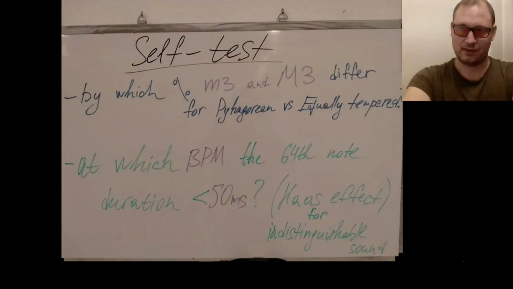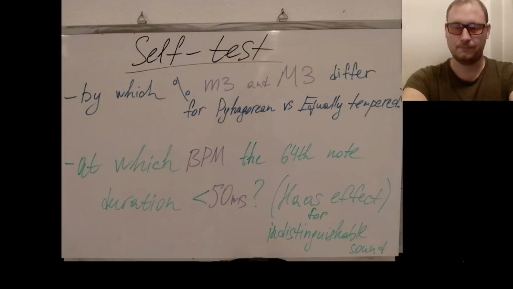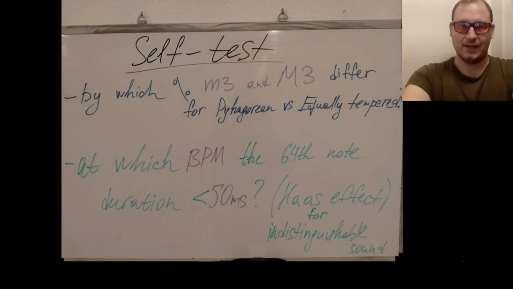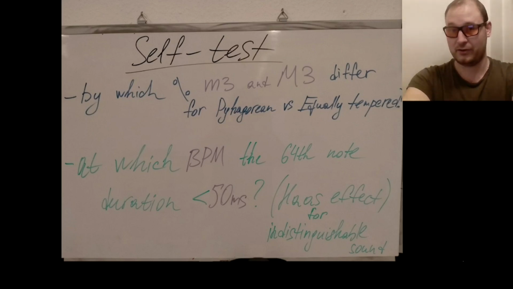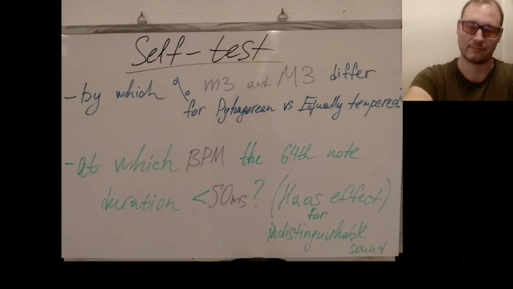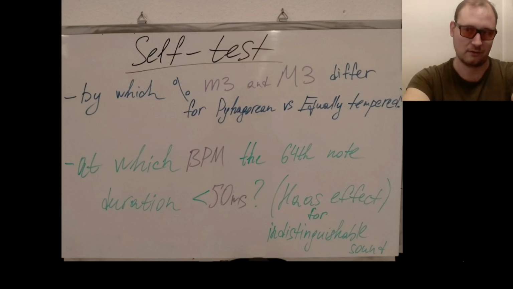Now we are approaching the end of the presentation, so let me give you 2 tasks which you can do yourself and check. The first is by how much minor and major thirds differ from their ideal Pythagorean definitions. And another interesting task would be to calculate at which BPM the 64th note duration is less than 50 milliseconds.